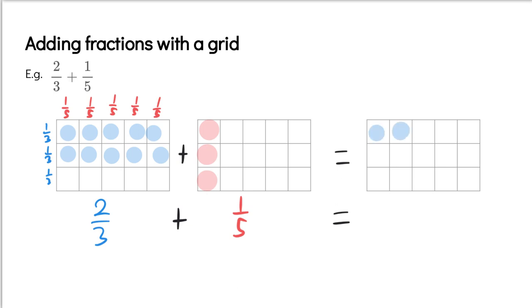We have 2/3 and 1/5. Now we're going to put them in a different way just so that they can fill that up. And now we can count them all together. Out of a total 15 squares, how many are full? I think we can see that there are 13 out of 15 of those squares full.